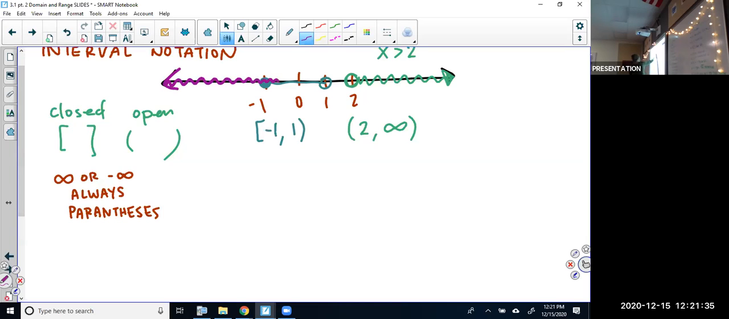Do you have a closed circle or an open circle? Closed. Open, open, open. Brackets. Okay, so if I want to write this in interval notation, left endpoint to right endpoint, the left endpoint is way over there. What's the left endpoint? Negative infinity. That's right, because it's to the left. So it should be parentheses, negative infinity, comma, 0, then bracket.